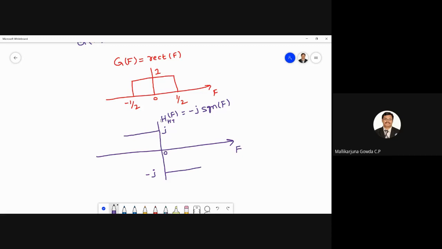Now what is your duty? You need to multiply these two, right? G of f into HHT of f. Then you will get the G cap of f. So is it possible to multiply and say what is the resulting signal you get? At least you can do that now. Can you multiply these two signals and say what will be G cap of f?